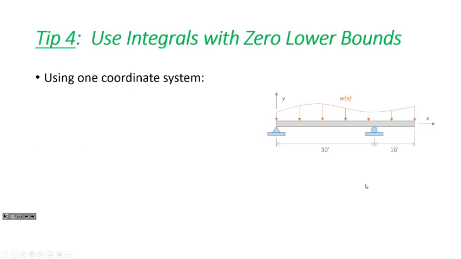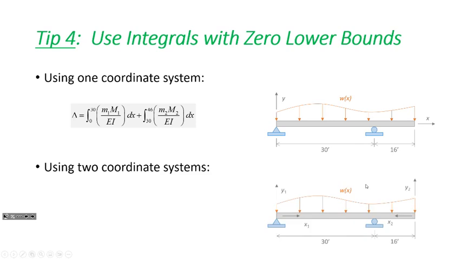Now, let me show you what happens if you utilize one coordinate system versus using two. So this beam has, from here to here, this is 0, this is 30 feet, and this is 16 feet. So if I want to find the deflection, I'm going to have to integrate at least from 0 to 30 and from 30 to 46. It might be more integrals depending upon what the load looks like here, but at least I'm going to have 2.